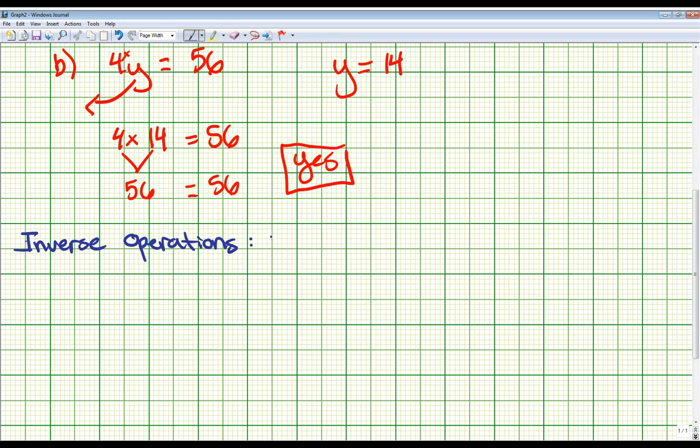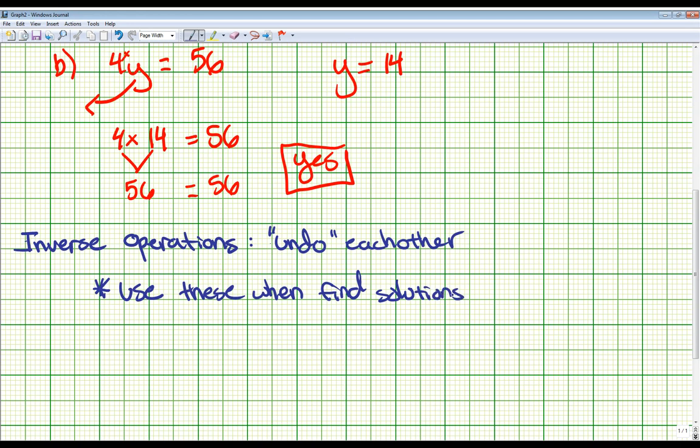And we can say undo each other. And what we do with inverse operations is we use these when you're finding solutions to an equation. So use these when finding solutions to equations.